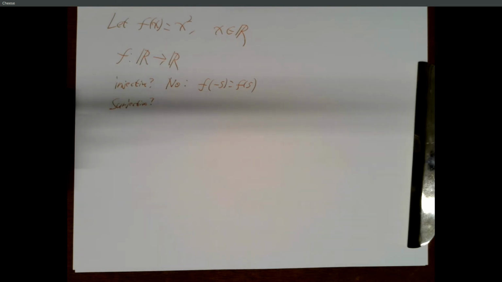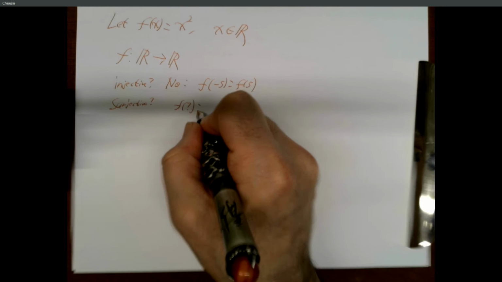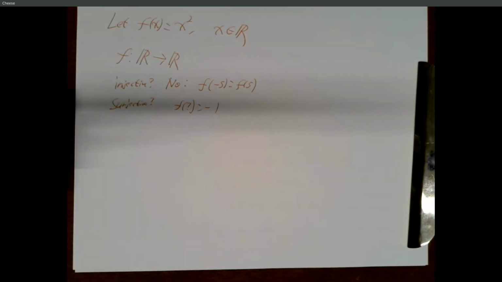Could you map to like the square root of 2? If you couldn't, then it wouldn't be onto. Right, but the fourth root of 2, if you square that, you get the square root of 2. So that's good. But there's no number that maps to -1. So it's not surjective either.